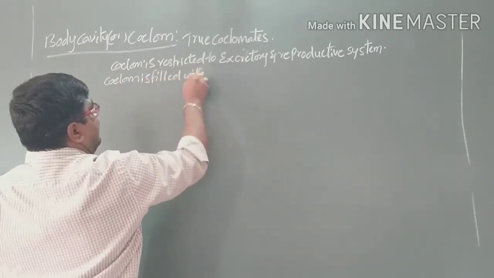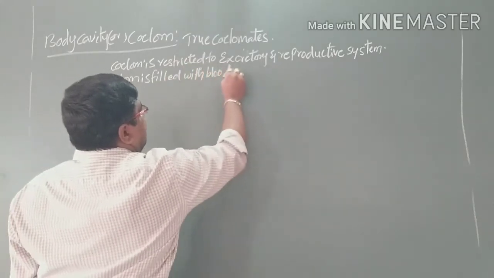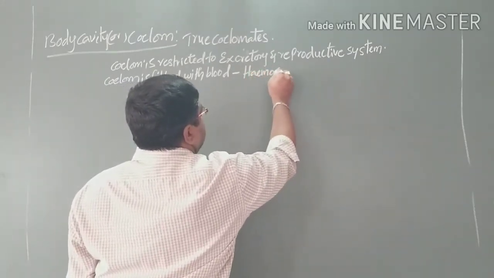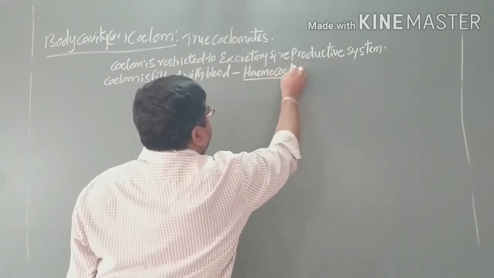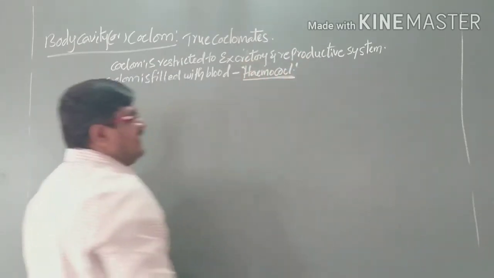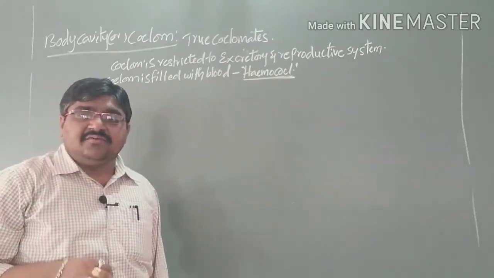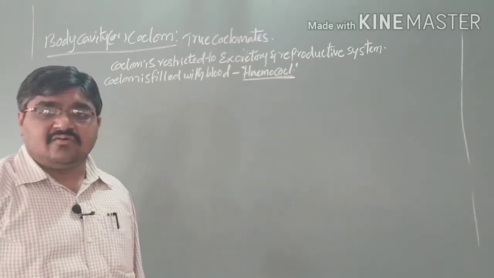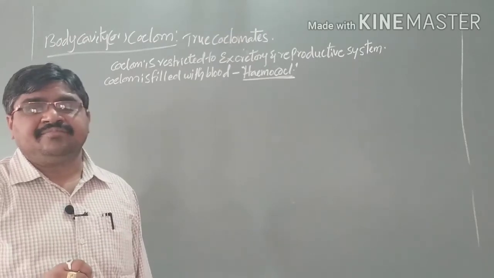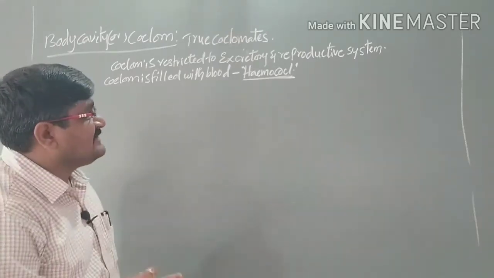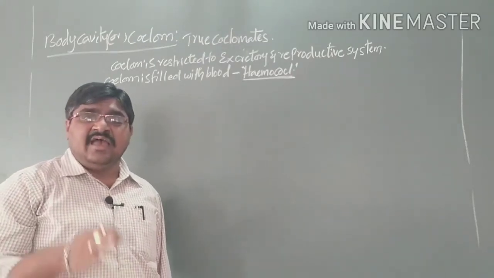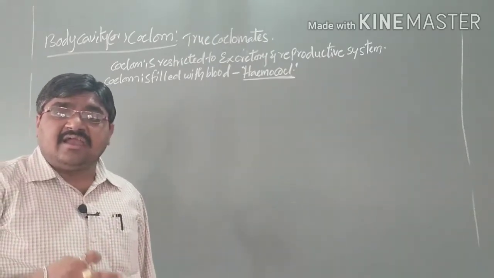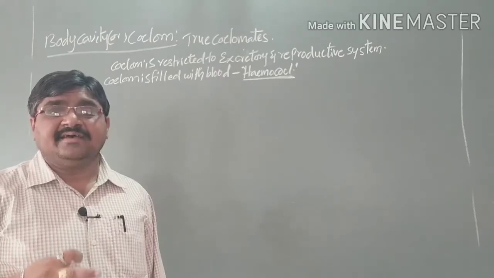The body cavity or coelom is filled with blood, which we call the hemocoel. Here the cavity is filled with fluid, so blood fills the cavity or coelom, and we call that a hemocoel. The true coelom is restricted to the excretory as well as the reproductive structures, and is present between the body wall and the alimentary canal, lined by mesodermal epithelial cells.